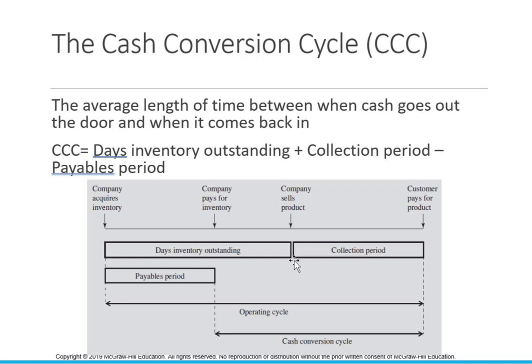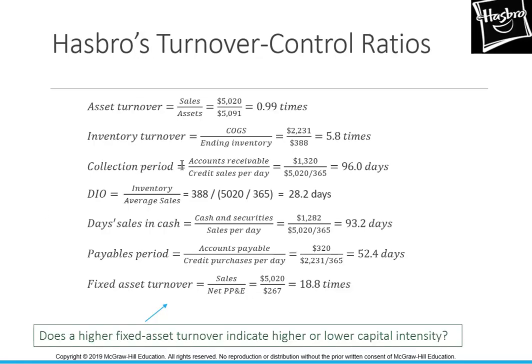Now, once it's on the shelf, eventually it gets sold. Most assets are sold on accounts receivable for companies. So how long does it take for people to pay us? That's what's referred to as the collection period. What was that for Hasbro? Collection period was 96.0 days. So add these two together. That's 118.2 days. So on average, from the time you buy the assets to the time you receive the money from the sale is roughly 118 days.